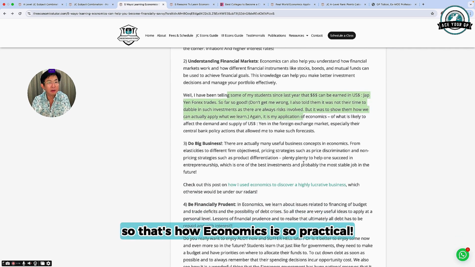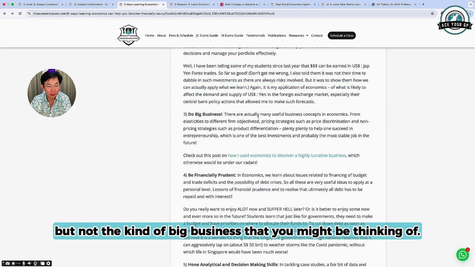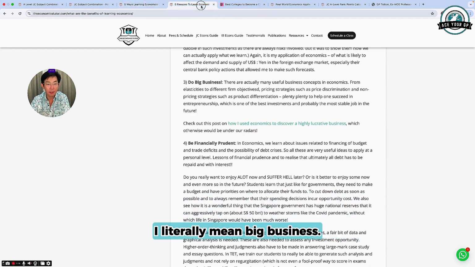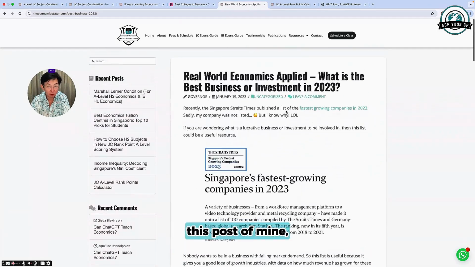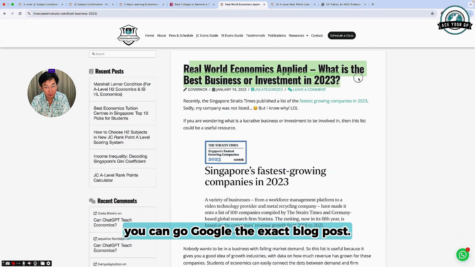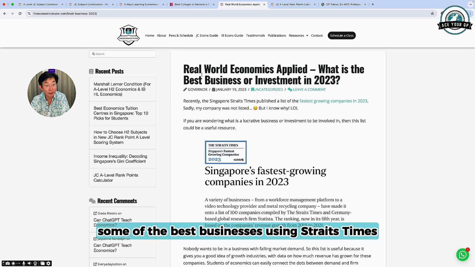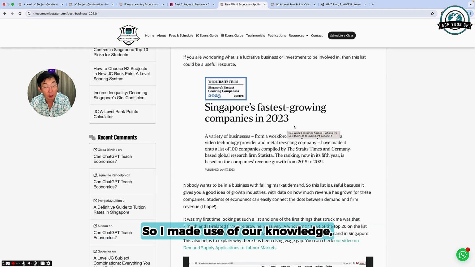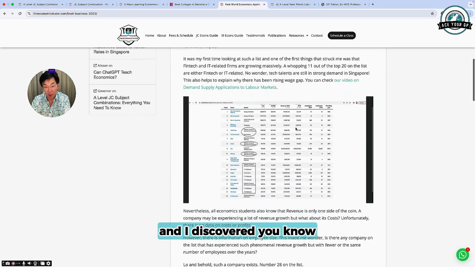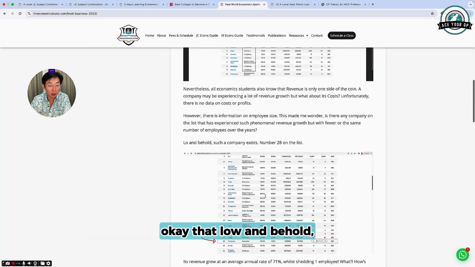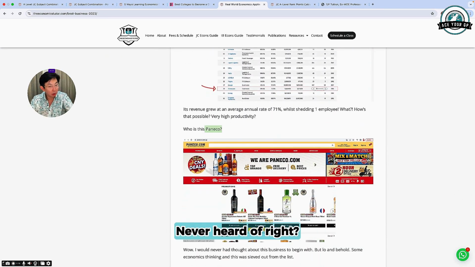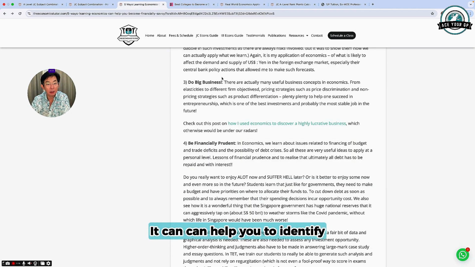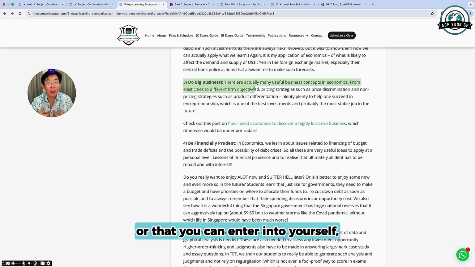So that's how economics is so practical. And to even do big business, but not the kind of big business that you might be thinking of. I literally mean big business. If you look at this post of mine, you can Google the exact blog post. I analyzed in 2023 some of the best businesses using Straits Times data provided on the fastest growing companies in 2023. I made use of our theory in one of the topics, theory of the firm, market structure. Analyzing the data and applying the economics knowledge, lo and behold, who is this Panico? Never heard of, right? But a highly lucrative business, at least back then. So very applicable. It can help you to identify big businesses that you can invest in or enter into yourself.